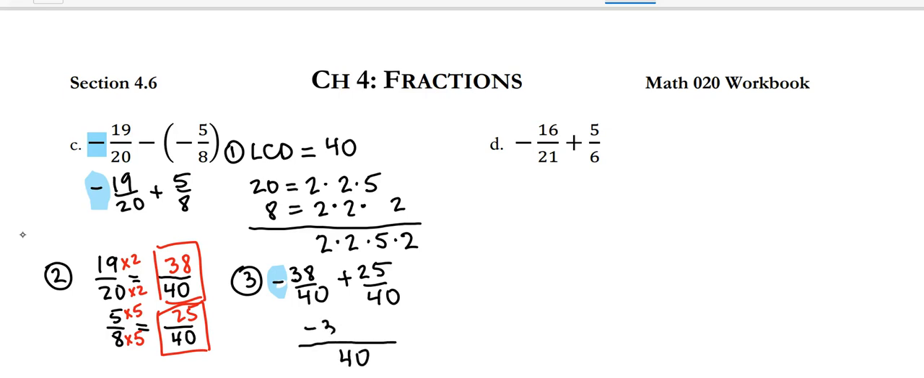And have negative 38 plus 25. So bring it in the numerator. Okay. So negative 38 plus 25 will give you negative 13. We got lucky because 13 is a prime number, and unless we have a multiple of 13 on the bottom, we do not need to reduce the fraction. This is our final answer, negative 13 over 40.